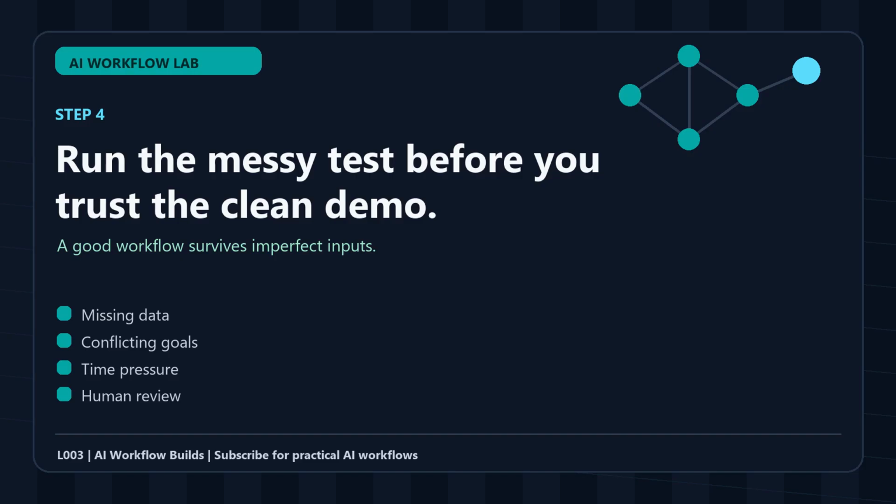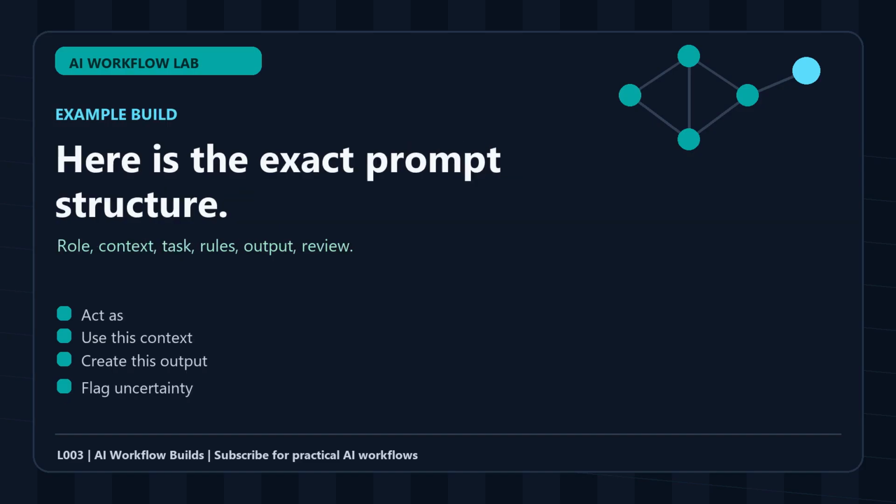Here is the prompt structure I would use. Act as a practical AI workflow operator. Your job is to help me with how to turn any YouTube video into an action plan with AI. Use the context below. Do not invent facts. If information is missing, mark it as missing. Give me a concise output I can act on today. Then add the task: convert a video into notes, tasks, deadlines, and a follow-up checklist.